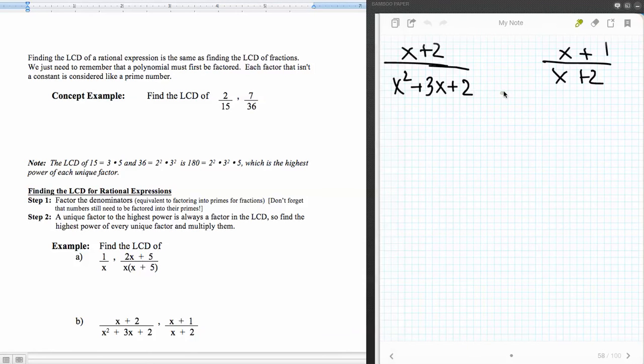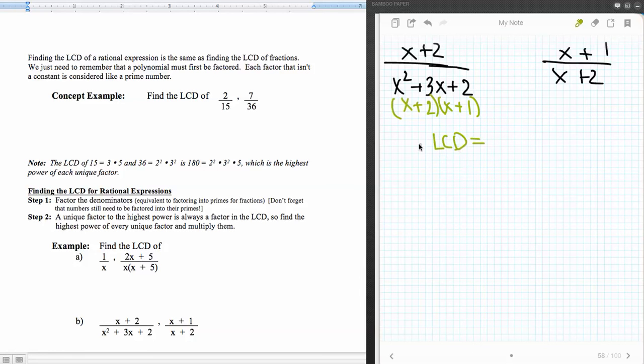Now let's take a look at our second example. Just like with the numbers, we need to find the prime factors. So when I see this polynomial x squared plus 3x plus 2, the first thing I have to do is get its prime factorization, which means factoring it. That's what we practiced for an entire chapter, is factoring them. So I need the factors of 2, 2 and 1, that sum to 3. So there we go.